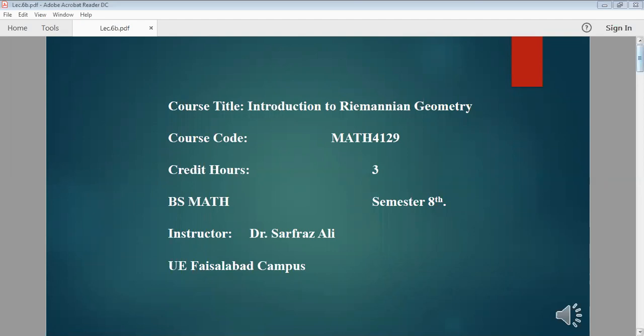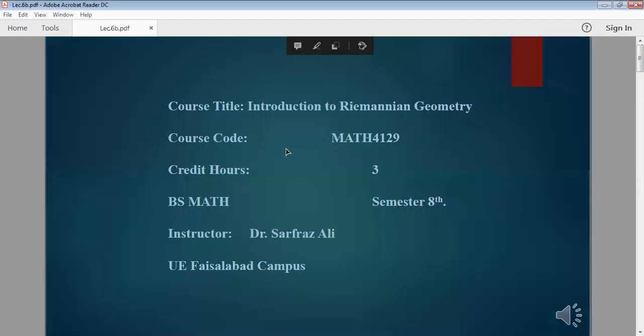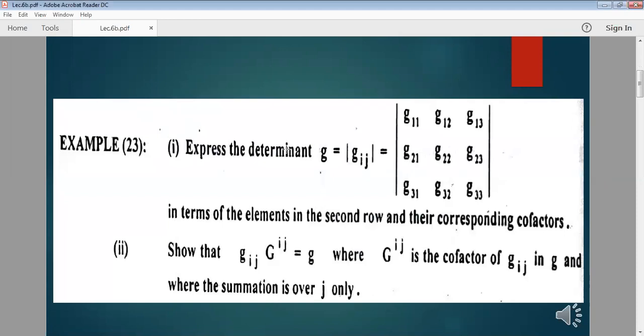Today's topic: we start from here, as we have read about the metric tensor before. Here this is example number 23. I'm using the book of Nawaz Ali Shah, Vector and Tensor Analysis.